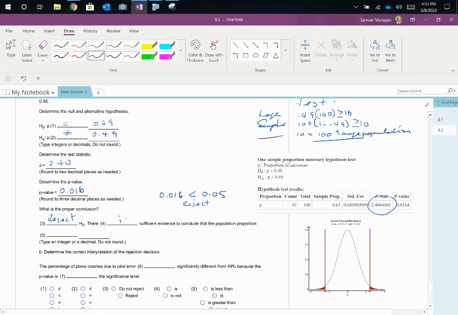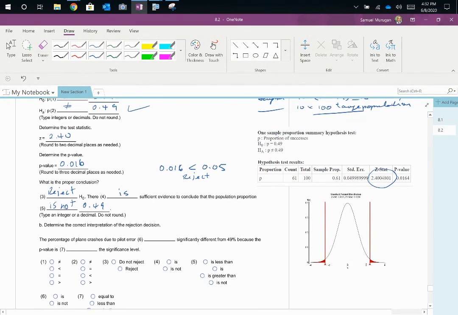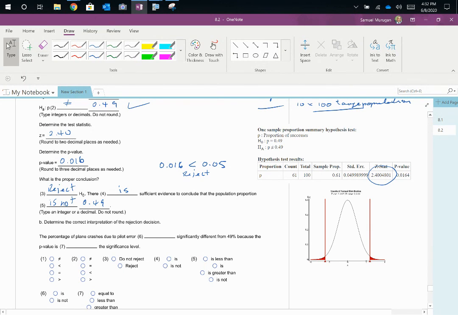There is sufficient evidence to conclude that the population proportion is not 0.49. Okay? We're agreeing with the alternative hypothesis. Is not, since we rejected the null hypothesis, we're agreeing with the alternative hypothesis.